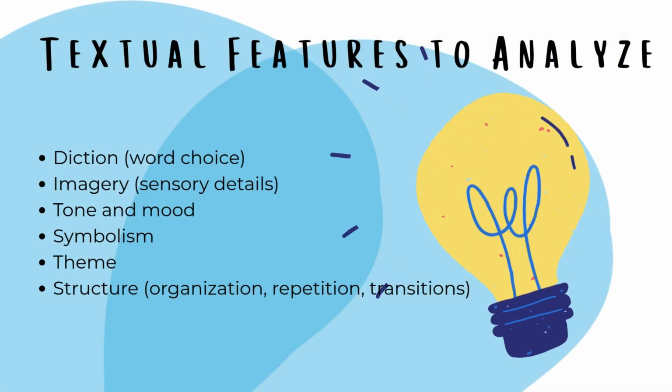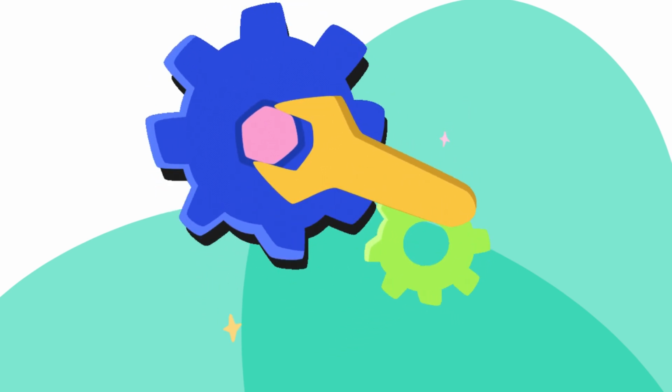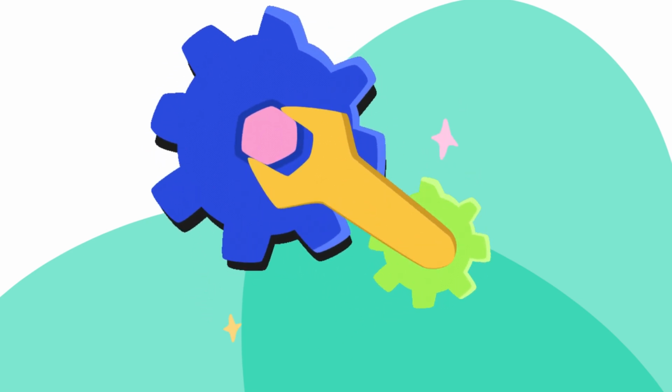Some other textual features that you can use to analyze. You can analyze the word choice that was used. So talking about the author's intention, why did they choose this word versus another one? Imagery, any visual or sensory details in the text, you can talk about that. You can also talk about tone and mood, symbolism within the text, theme. You can also talk about how the author structured their text regarding organization, repetition, and even the use of transitions. So these features are your tools. Analyzing them helps you figure out what the author is doing and why.